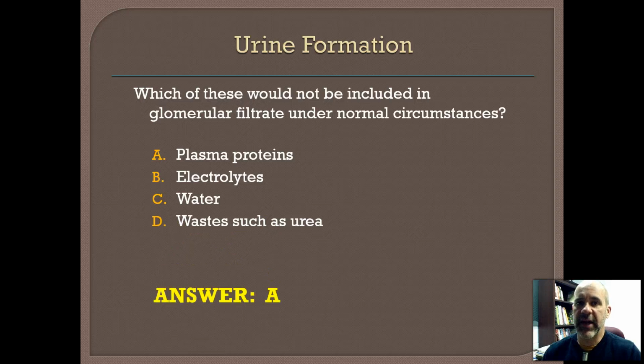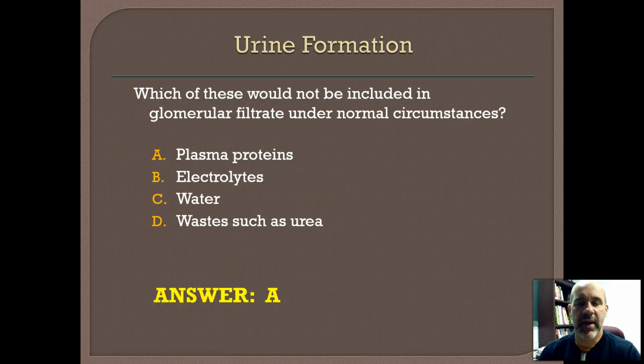So our answer there, plasma proteins. Remember, those are large organic molecules, and they help maintain what's called the colloid pressure, and they contribute to the osmotic pressure that draws water back into the blood and helps us maintain our blood volume. So proteins in healthy kidneys are too big to get filtered out.